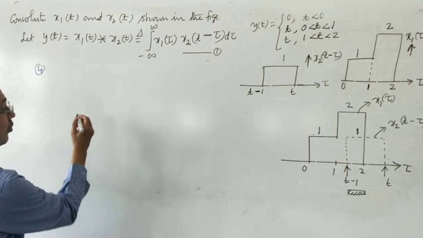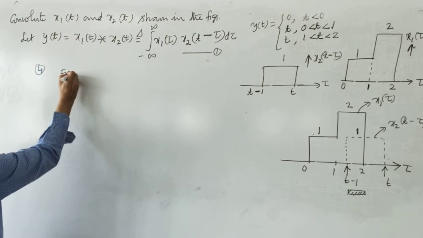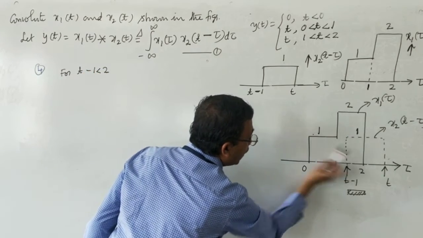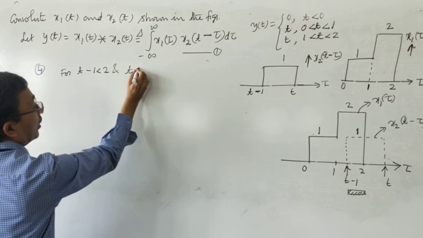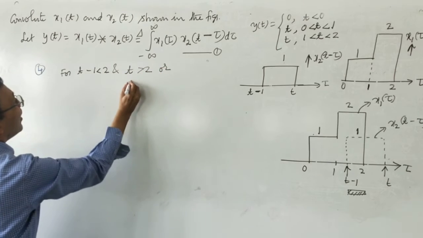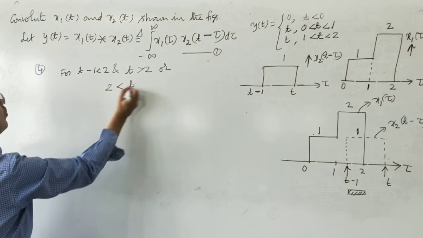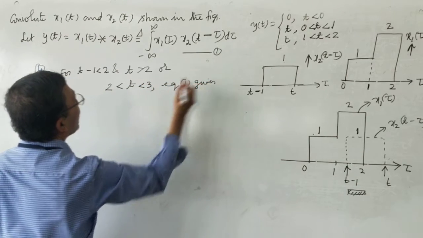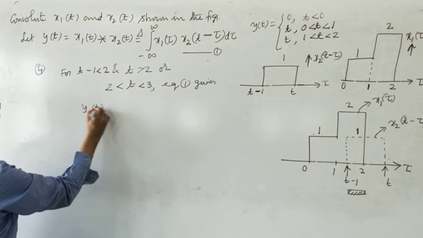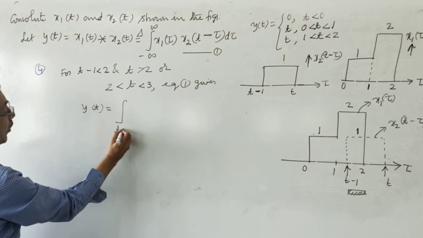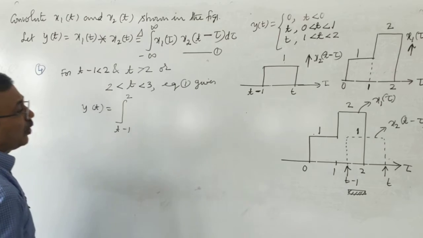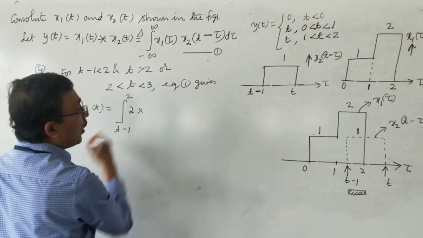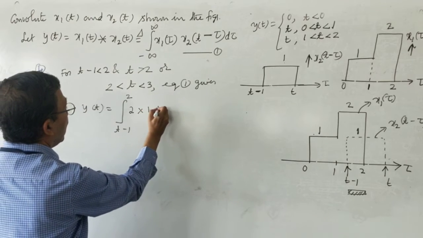I am going to say now, for t minus 1 less than 2 and t greater than 2, or t more than 2 less than 3, equation 1 gives y of t equals limits of integration t minus 1 to 2. What is the value of x1 of tau? It is 2. What is the value of x2 of t minus tau? It is 1. Integrate this.